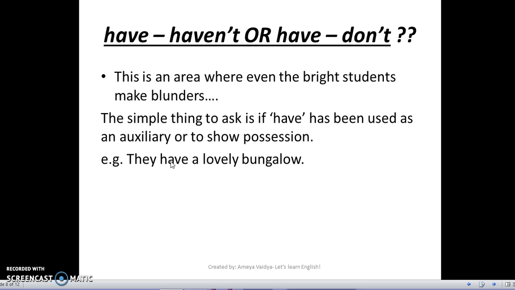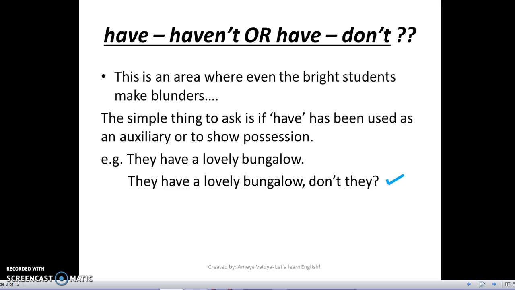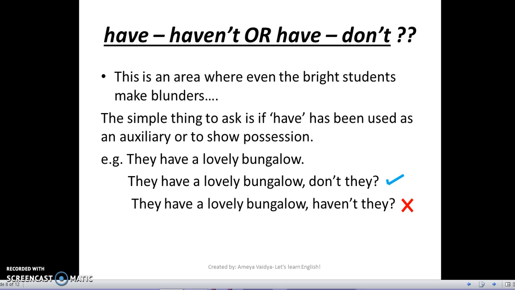Now here, have is not used as an auxiliary simply because you don't have plus verb form. It simply says they have a lovely bungalow. So they have the possession of a lovely bungalow. So in this case, the right thing will be they have a lovely bungalow, don't they? And not they have a lovely bungalow, haven't they?